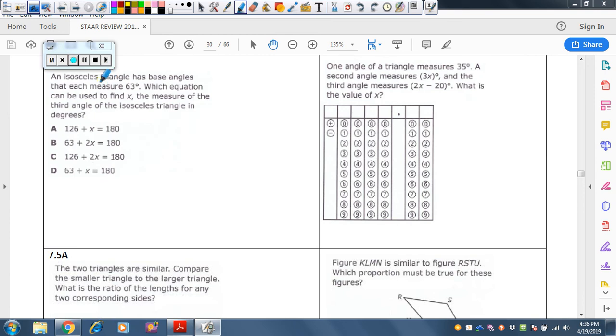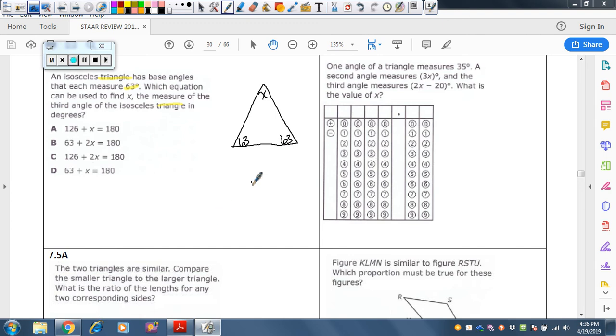An isosceles triangle has base angles that each measure 63 degrees. Which equation can be used to find x, the measure of the third angle in the isosceles triangle, in degrees? Draw a picture. It says the base angles are each 63. And the third angle is x.